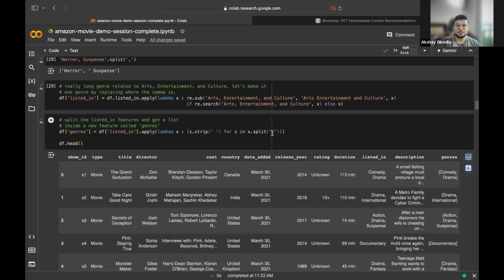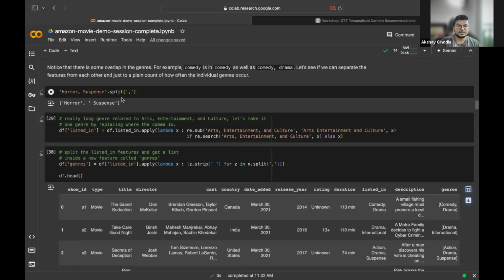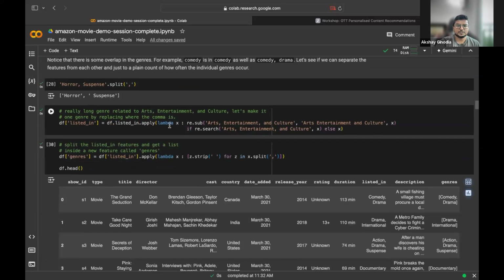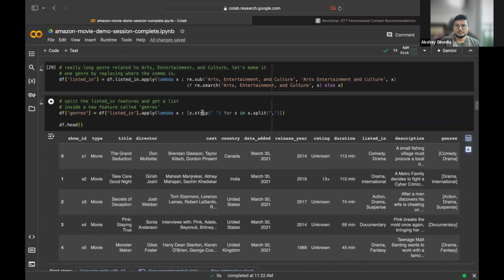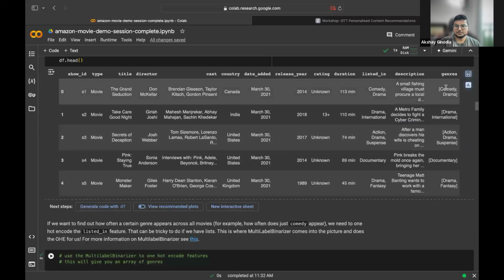So I'm splitting on comma, and then I'm also stripping it of extra space. The reason I'm doing it is, when I do the split here, suspense has that extra space attached to it. We want to remove it, which is why we are doing the strip. Now, if you see, I've created the genres, which has now the list of genres in it, right?